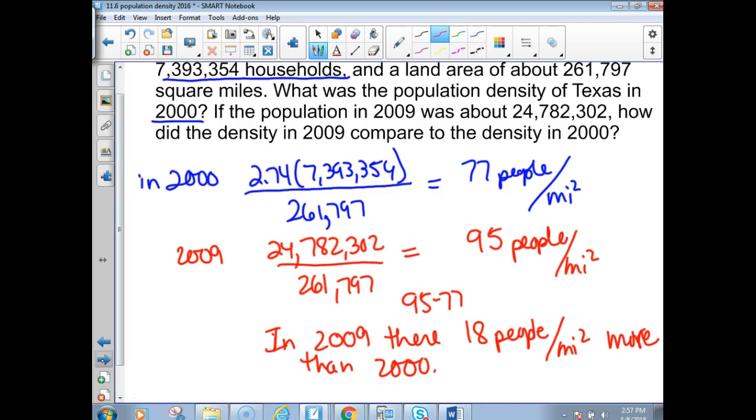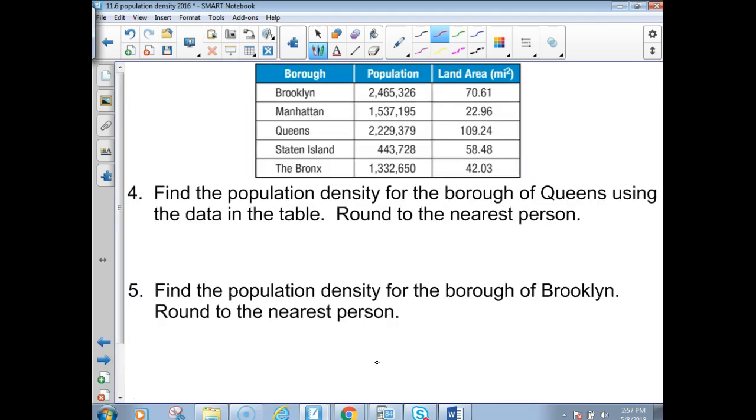All right, now we get to flip over. And I thought this was an interesting one for us to look at, although this isn't current census. You know what census means? When they count all the people. Okay. The population density for the borough of Queens, using the data in the table, we're going to use all this data. All it's giving us is everything we need to do the population density. So we're going to take, and I think we just type this on our calculator. So grab a calc and just put in the population, divide by the area.